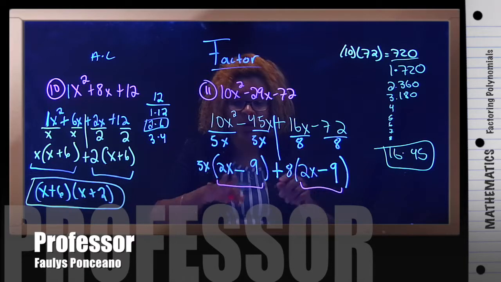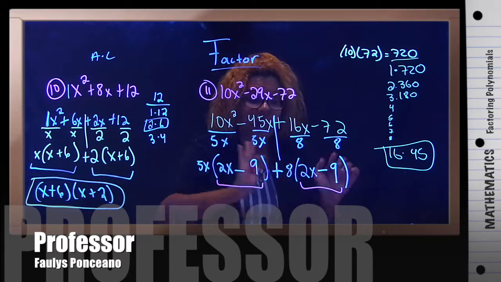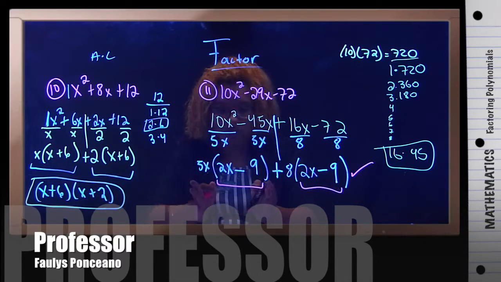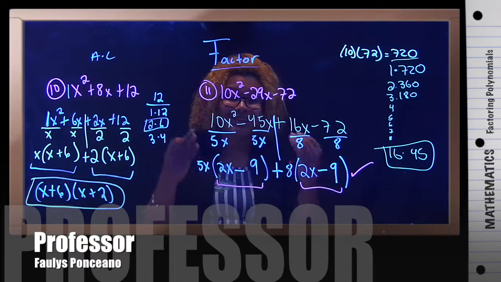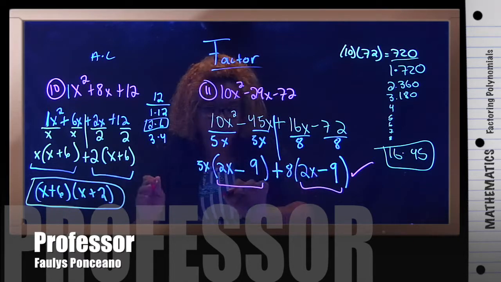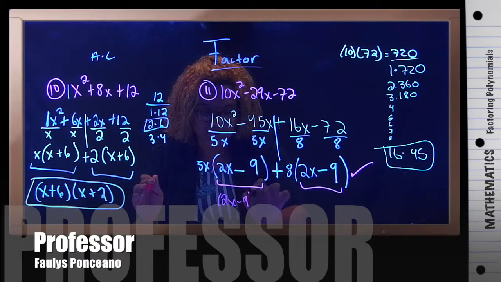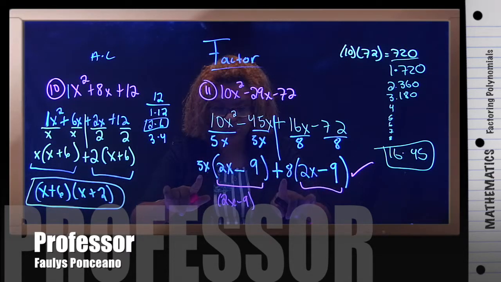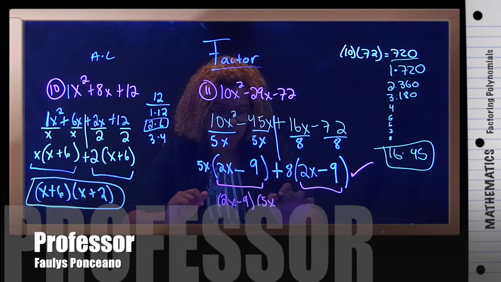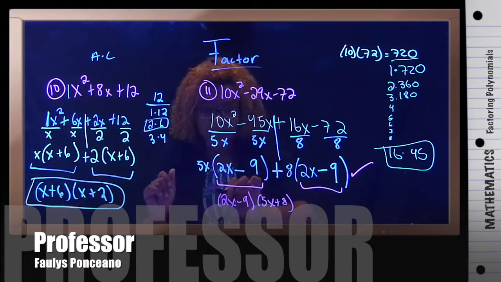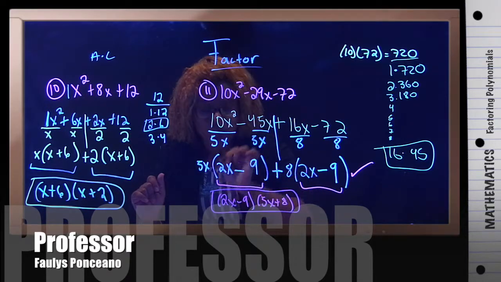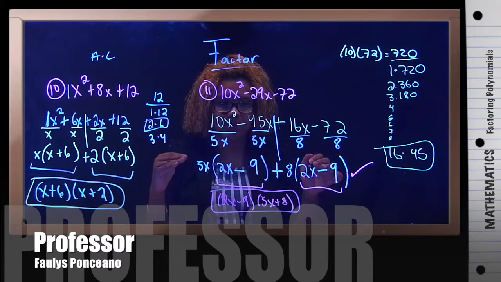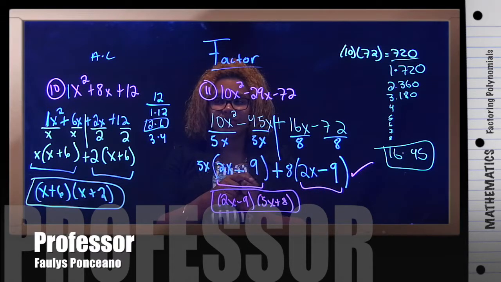Okay? So 2x minus 9, 2x minus 9. Yay, we get a check mark. That is right. So if you look at this term and this term, what is exactly the same? 2x minus 9. Okay, what is my leftover? 5x plus 8. 5x plus 8. And you have factored this. So remember, grouping gives you a hint if you're doing it correctly. Okay? That's it for these two examples.